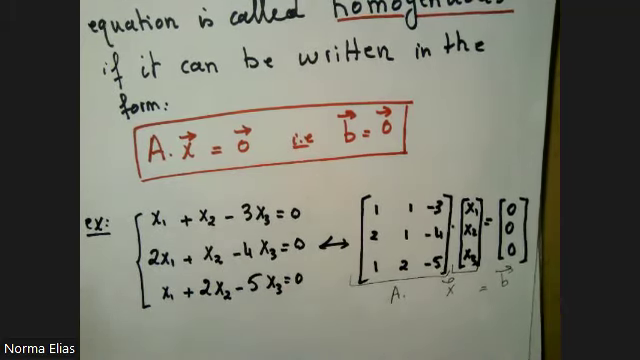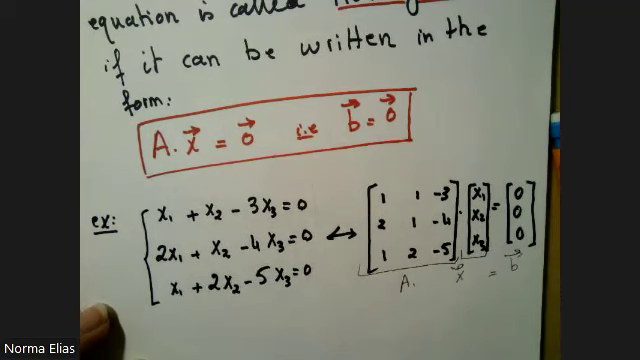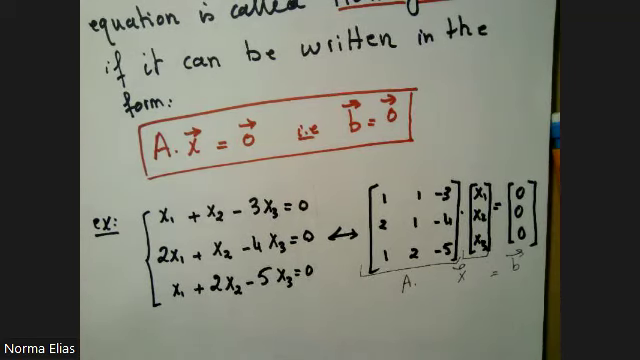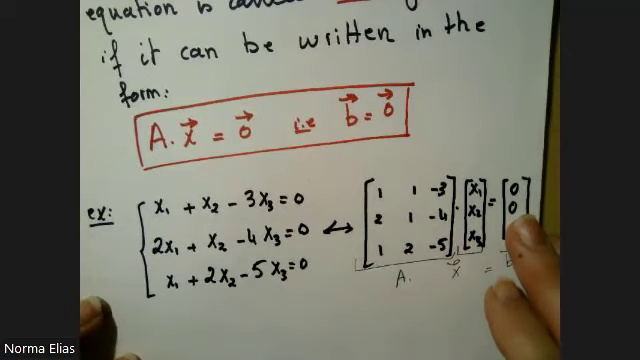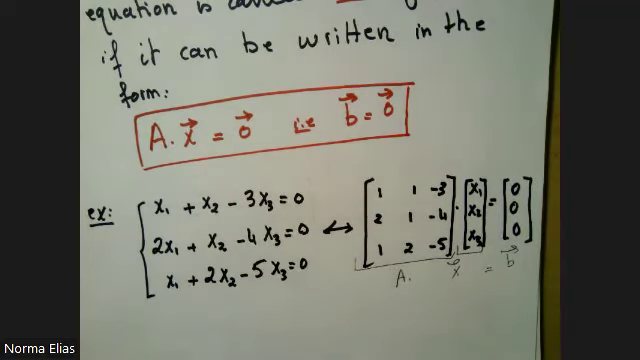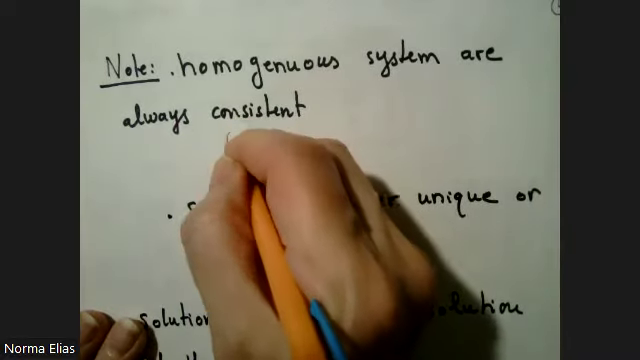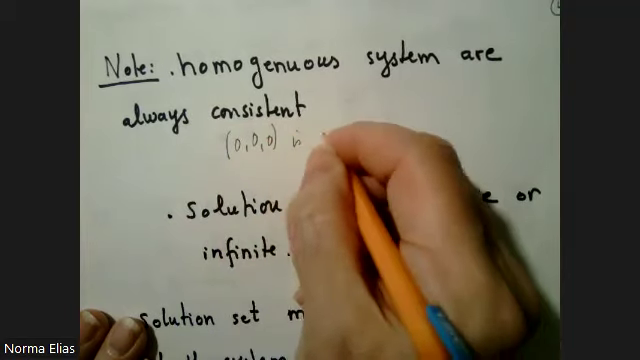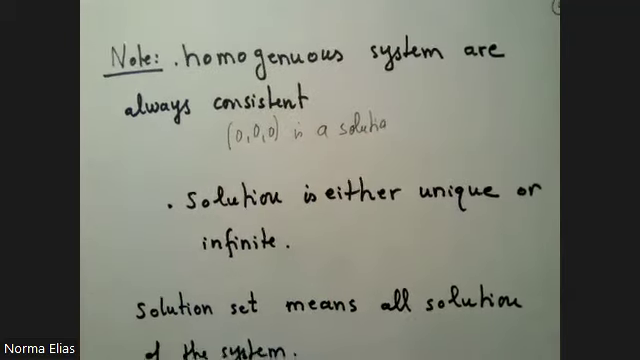Now, a question addressed to you. Is a homogeneous system always consistent? Do we always have a solution for the homogeneous system? Yes or no? Yes, give me a solution. Quickly. There is 0, 0, 0. So every homogeneous system is always consistent. Okay, so 0, 0, 0 is a solution. Immediately, we don't have an inconsistency issue when we have a homogeneous system.